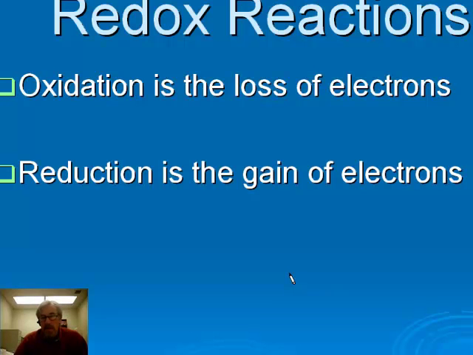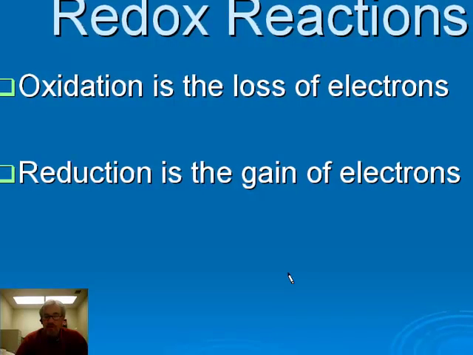These can only happen simultaneously. You can't have oxidation without a reduction because the electrons can't be destroyed. They have to go someplace. And by the same token, you can't gain electrons unless they came from someplace. So these come in pairs or couples. And it's called a reduction-oxidation pair or a reduction-oxidation reaction. And we call that redox for short.